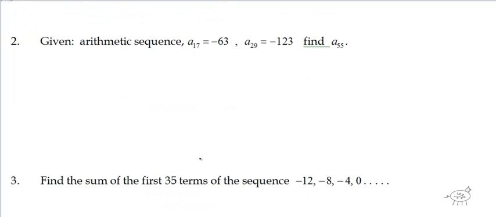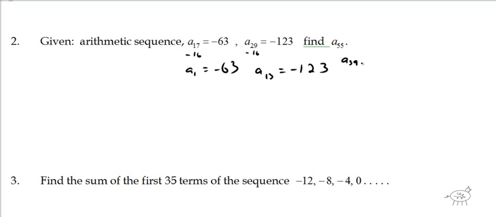Number 2, arithmetic sequence. I give you, again, two kind of random terms in there, a sub 17 and a sub 29. So we're going to shrink that down and bring this one down to a sub 1. I'm going to subtract 16 from that subscript, and so I get a sub 1 is negative 63, and subtract 16 from that as well, so I get a sub 13 equals negative 123. Easy as ABC. And then of course I'm finding a sub 55, so I'm really finding a sub 39.